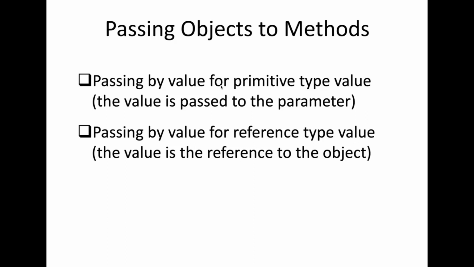In Java, there are two ways to pass objects to methods. The first one is by value. The second one is by reference, or commonly known as passing by value for reference type value. We'll look at these two use cases.